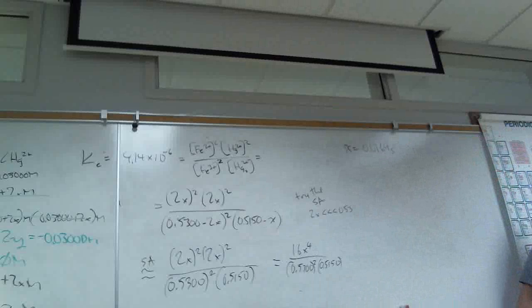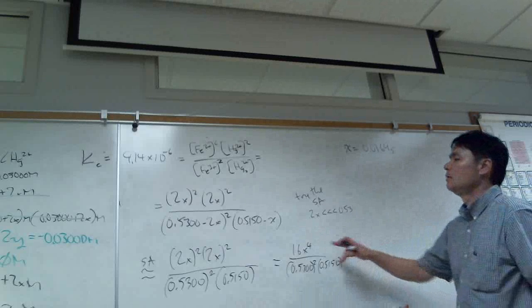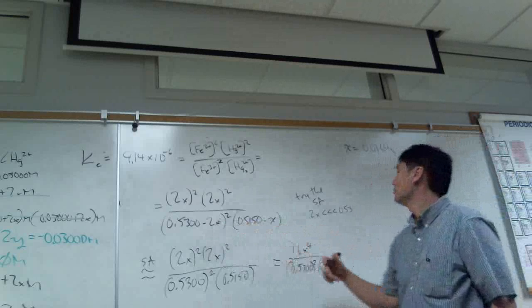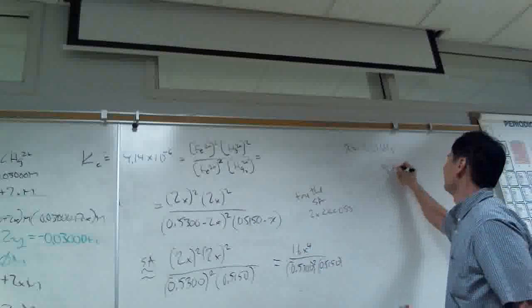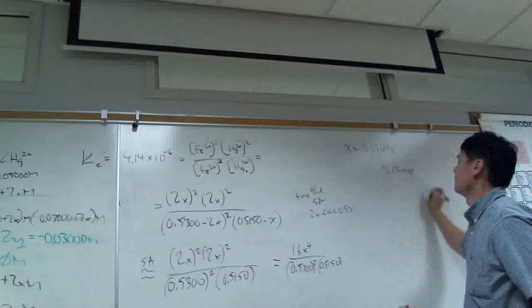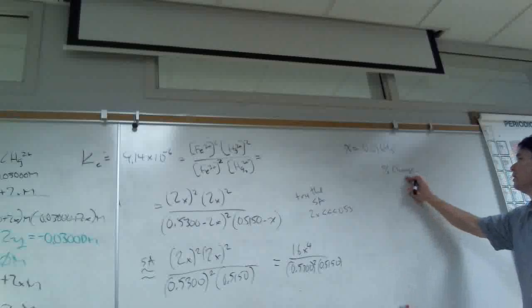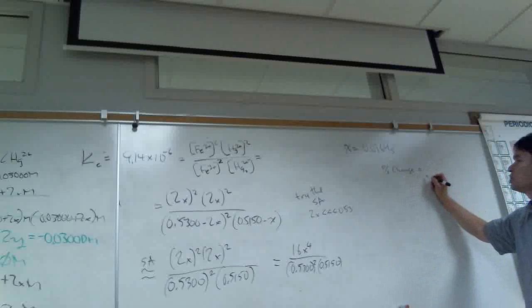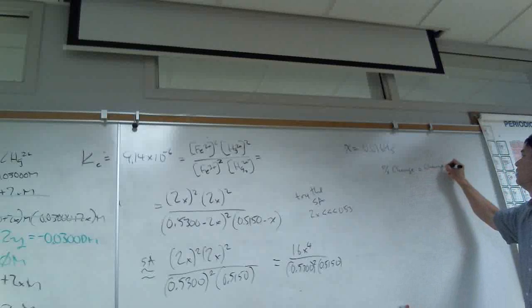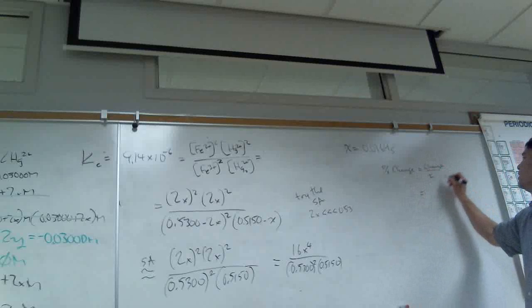Is that what everybody got? Yeah. Okay, we're good. Now we have to justify this. And so we're going to justify it, but we have 2 changes here. Which one should we pick? And so let's just take a look at both of them. We always pick the bigger one because that's the one most likely to fail. And so the percent change is going to be the change over the initial times 100%.